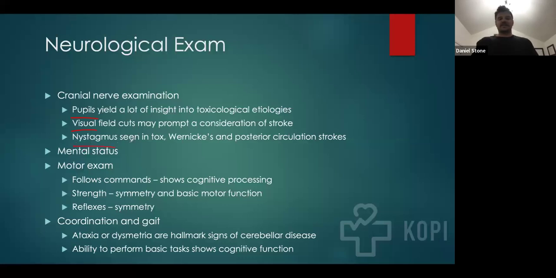Nystagmus can also be seen, so it's important to do a thorough cranial nerve examination. You also want to make sure that you examine the patient's mental status, and we'll talk a little bit about this in the next slide, but mental status basically yields a whole differential in terms of what the patient is not able to do.